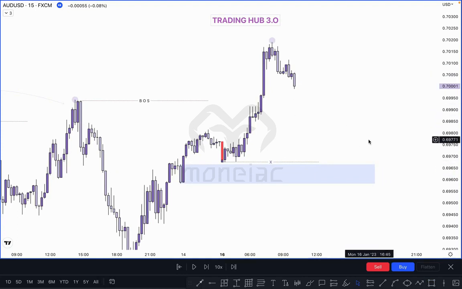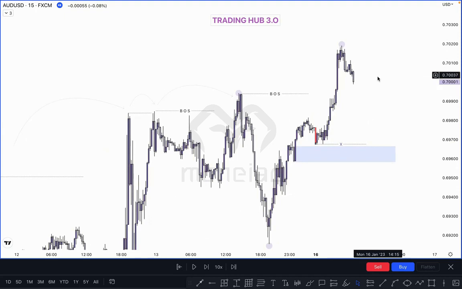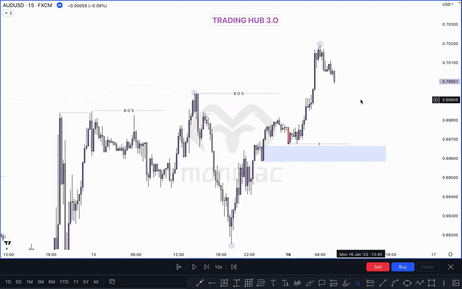And this is a complete putting-all-together video using the ChoCh entry module. So simply, first of all, you have to mark the structure here and wait for the inducement to be taken out, then you can buy. And the next possible scenario is here on the extreme point. So only 2 POI actually work: after taking out the inducement and the engineering liquidity, or you can say on a tap on the extreme order block.